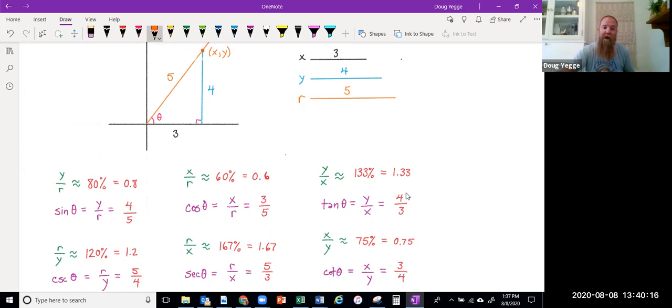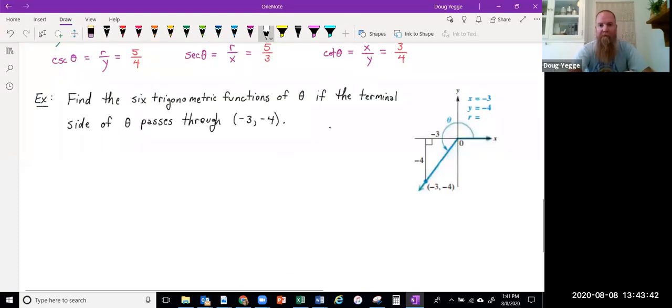And we would just have to recognize at that point that each of the 6 trigonometric function values may be negative because x and y could be negative. And so why don't we go ahead and take a look at an example of that. Let's say we want to find the 6 trigonometric functions of theta if the terminal side of theta passes through the point (-3, -4). So we first of all draw our diagram.